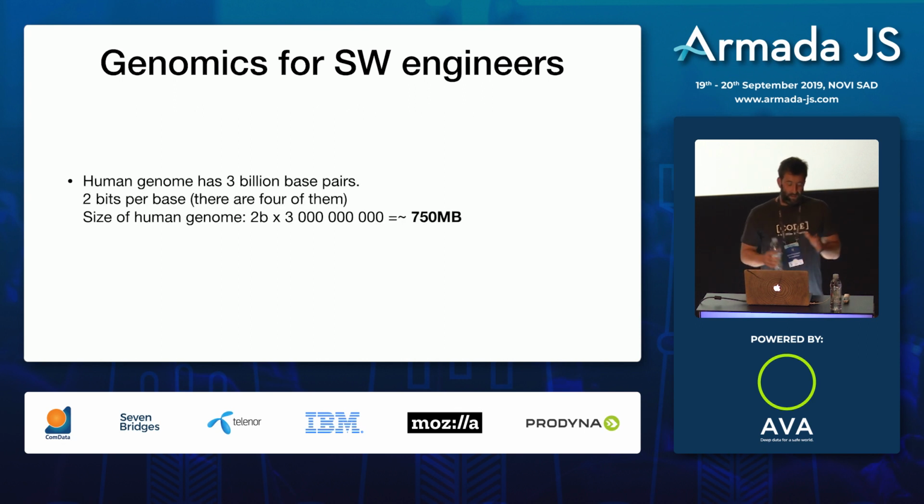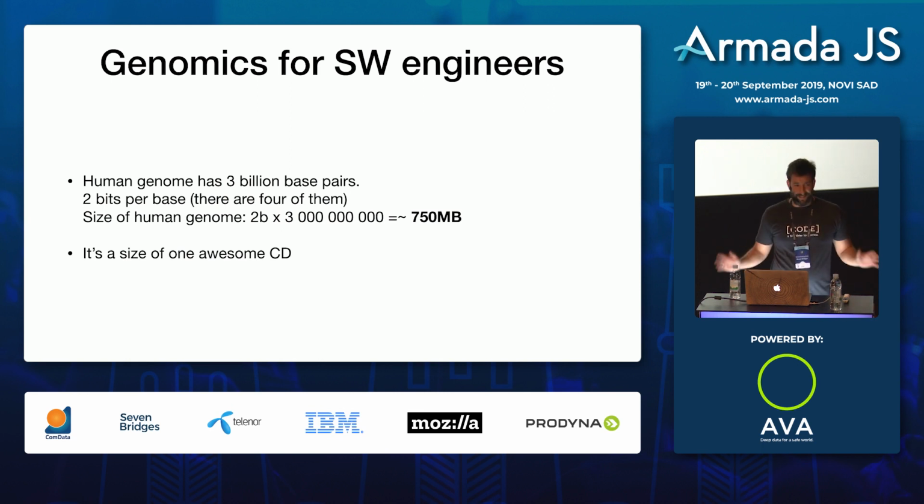Okay. Well, the human genome has 3 billion base pairs. If we code it with 2 bits, because there are 4 of them, you'll get around 750 megabytes, which is the size of one awesome CD. I hope you guys know what a CD is. Imagine that it's your awesome music disc. It's your personal music album.